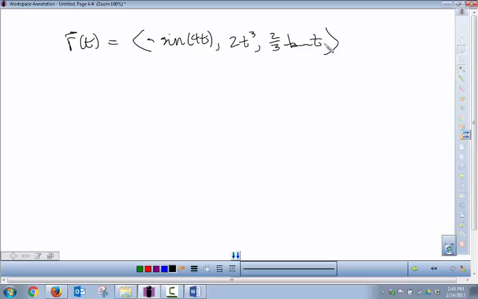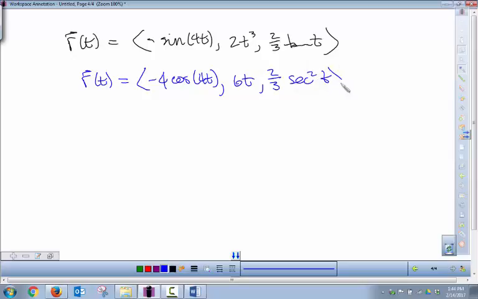All right, let's take the derivative of this. So the derivative of sine is positive cosine, but there's a negative in front, so it's negative cosine 4t, and then you have to do the chain rule, so there's an extra 4 that comes out. We have a 6t, and then 2/3. Anybody remember the derivative of tangent? Secant squared t. All right.